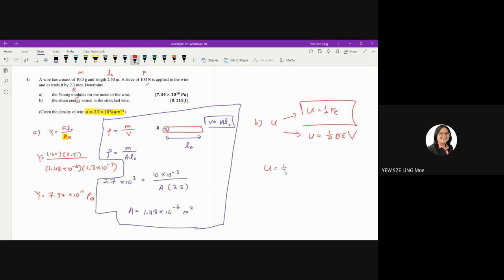So U is equal to 1 over 2 times 100 times 2.3 times 10 to the power of negative 3. So U is equal to 0.115 joule. Question B is just a very simple and straightforward question. You just have to know which equation to use. So B is done. Again, I gave you 2 minutes to write it down before we proceed to question 5, the last question for today's class.